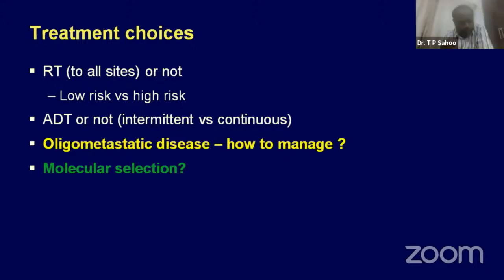Okay. Do you look into the data which the first speaker spoke of, ATM? If you look at the subset analysis of PROFOUND, you do find the ATM subgroup did not benefit, although they were categorized in group 1 along with BRCA. And although we should not be looking much at the subset, it did not benefit. So if a patient comes with an ATM-positive mutation, would you go for a PARP inhibitor?